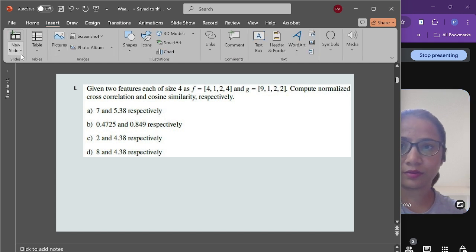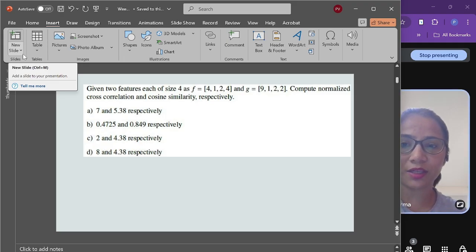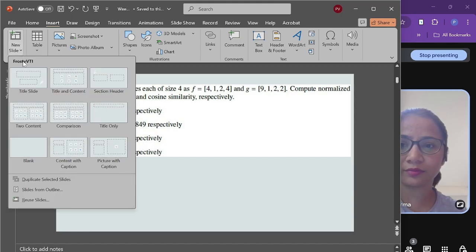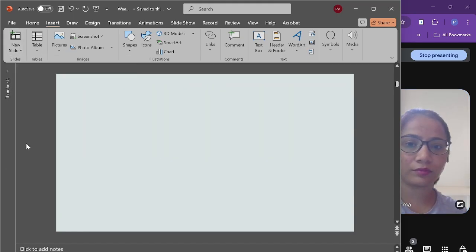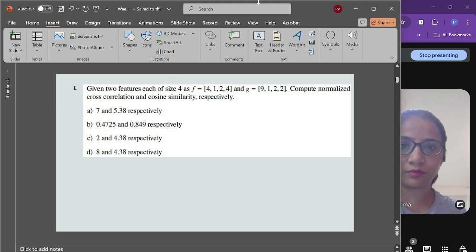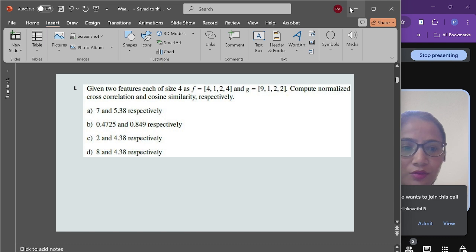We have to do F minus G, no? Okay, how can we calculate the normalized cross correlation? No idea? Okay, there is a formula for both cosine similarity and normalized cross correlation. From there we can calculate. So I am solving here. You can also solve it in parallel, otherwise you can solve it later also.